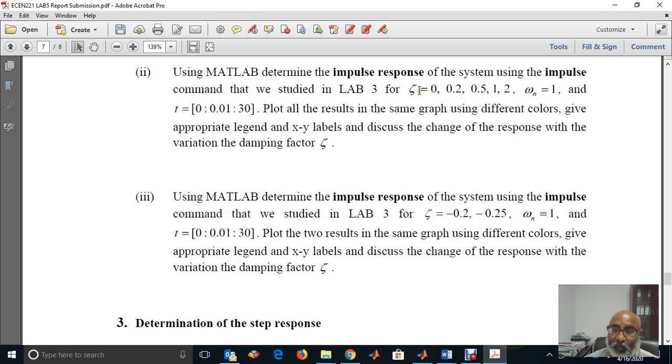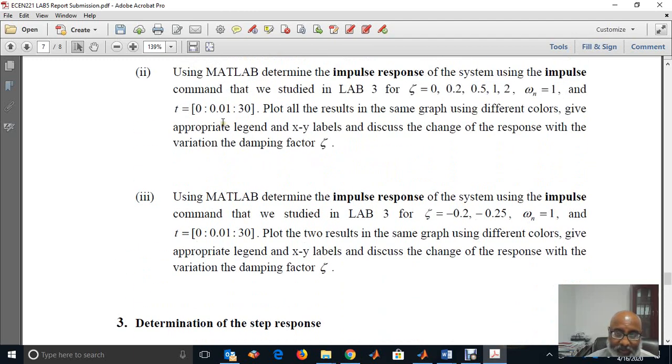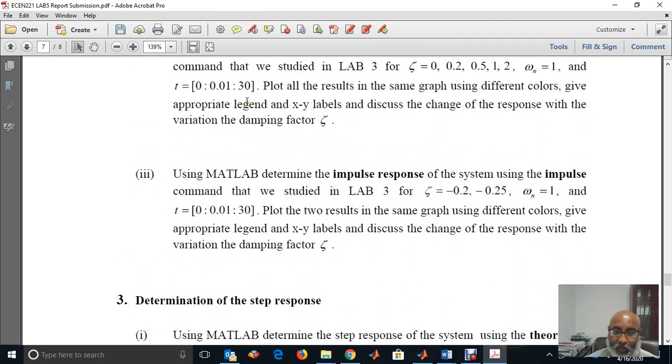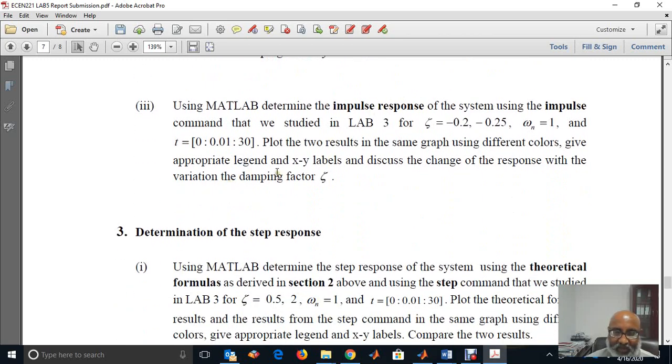Why do we do this? Because we want to see the graph for different zeta. How does the impulse response behave for different zeta? That's why we plot them on the same figure. And here is another one: for zeta minus 0.2 and zeta minus 0.5, time is from 0 to 30. I will see each part, so please go in detail step by step for each part. You will plot on the same graph.